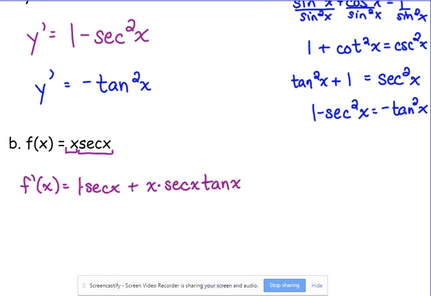Trig functions mean nothing without a variable. You have to have the x or the theta or the t or whatever they put in there. You have to put it in there. Don't get lazy. Don't leave it off. You got to keep it in there.